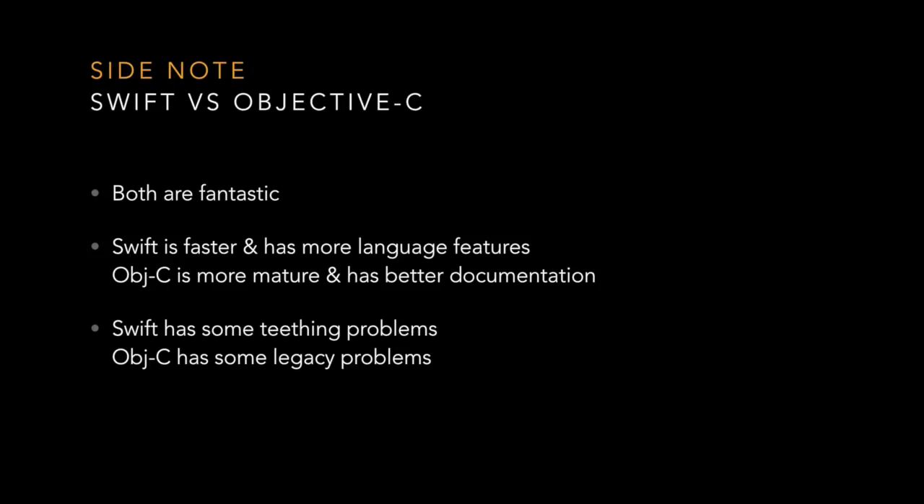Cool. So talking about Swift. This is my experience with Swift so far. I've only built a few apps so far, but both are fantastic. Swift is officially faster. I haven't really tested it, but that's what everyone says. And it has a few more language features like closures and a bit of functional programming stuff, which is useful, especially if you jump between multiple programming languages. It works a bit better with your style. But that being said, Objective-C is more mature and has a lot better documentation.